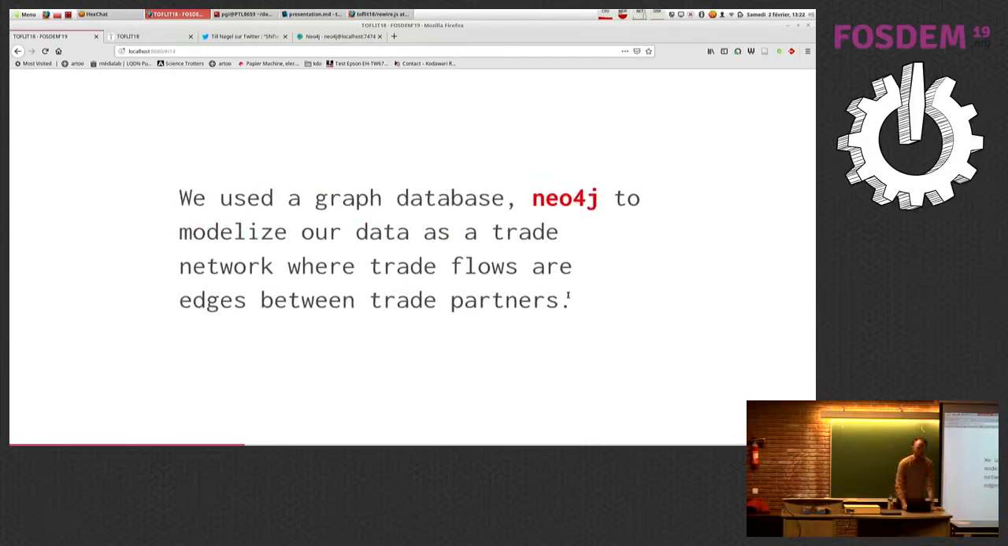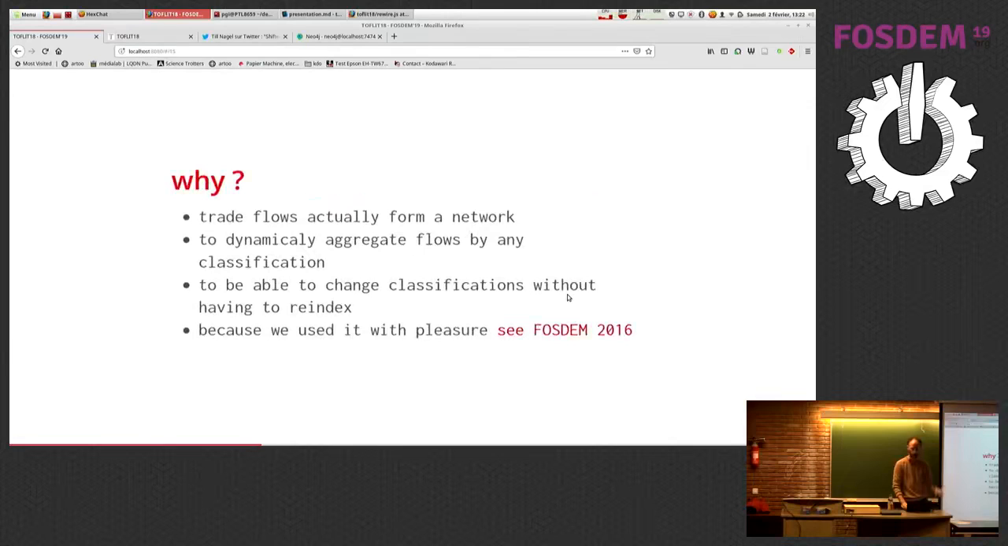So actually to do this, we used a graph database, Neo4j, to modelize our data as a trade network where trade flows are edges between trade partners. Why? Because trade flows actually form a network, and we want to be able to dynamically aggregate flows by any classification, as I did in the demo. I want to be able also to change the classification without having to reindex my data. And the last point is because we used Neo4j before, and with pleasure. You can see a previous talk we've done in FOSDEM 3 years ago.